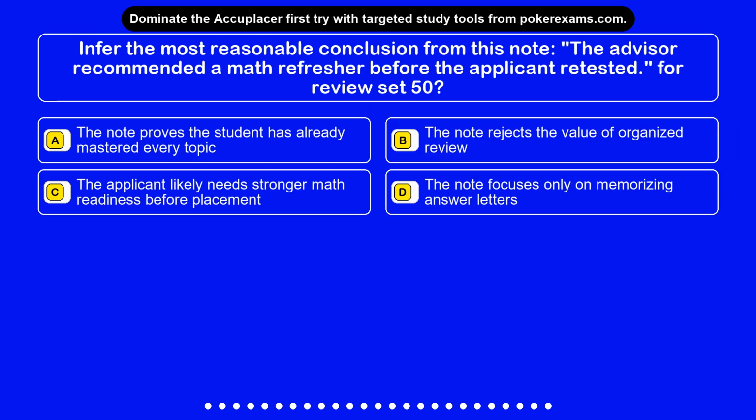Question 14. Infer the most reasonable conclusion from this note. The advisor recommended a math refresher before the applicant retested. For review set 50. Option A. The note proves the student has already mastered every topic. Option B. The note rejects the value of organized review. Option C. The applicant likely needs stronger math readiness before placement. Option D. The note focuses only on memorizing answer letters.